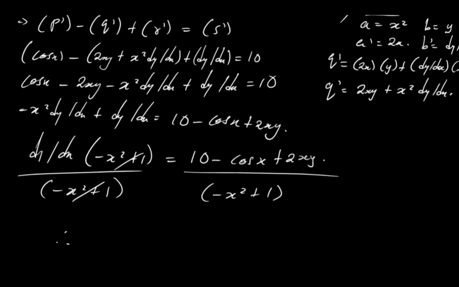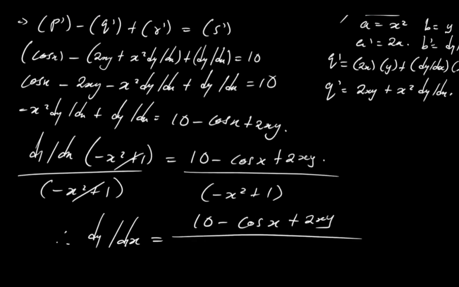And you just have your final answer as dy over dx being equal to, now remember, on top you're having 10 minus cos x plus 2xy, over the bottom, which is minus x squared plus 1. Now minus x squared plus 1, you can simply push the negative inside and end up having something like 1 minus x squared. And basically this would be your final answer.